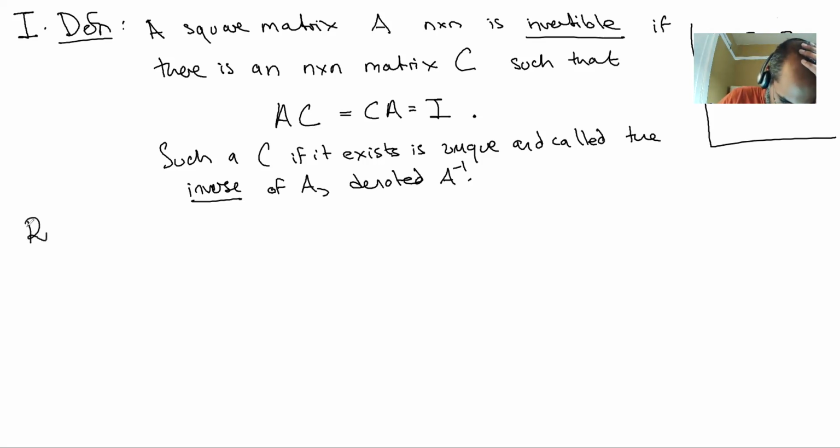So one remark is that in this definition, it's actually enough to just check that A times C is equal to identity. That implies that C times A has to be equal as well.